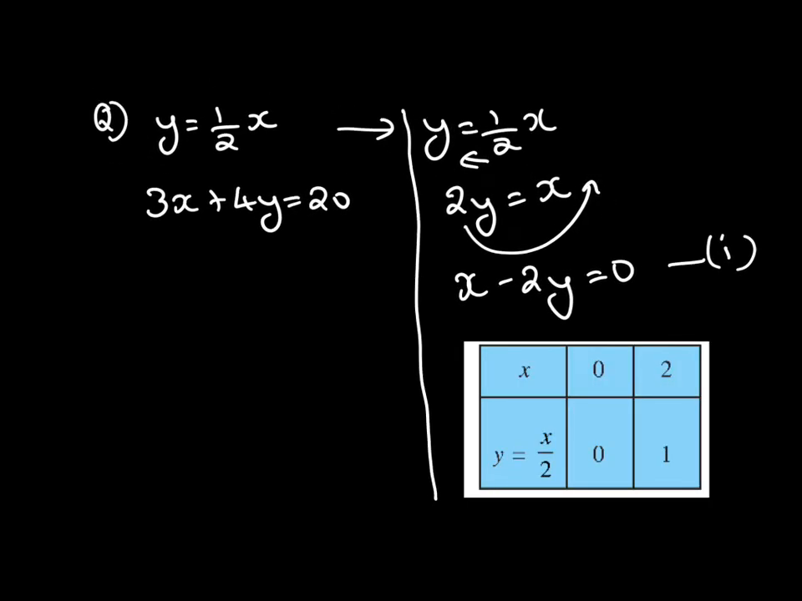This is the table we get when we choose x as 0 and y as 2 for our equation y equal to x over 2. Now we will make the table for our second equation, 3x plus 4y equal to 20, and see what we get.